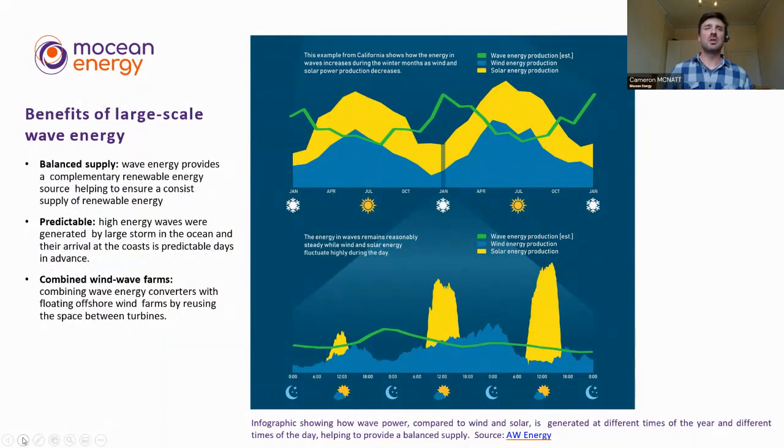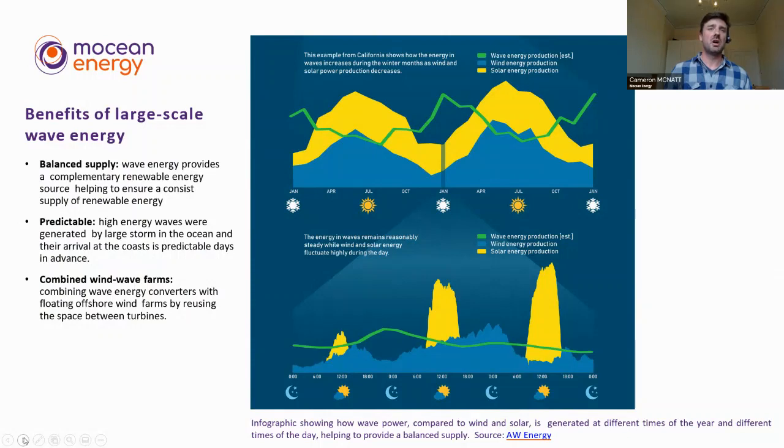I think it's pretty clear that we've got to have a very competitive cost of energy, but I don't think that we really have to undercut everybody else. I think the importance of marine energy, we really need to think about it as more complementary. So I'm showing a graphic here from a fellow wave energy developer, AW Energy, where they've really identified an interesting case study in California.